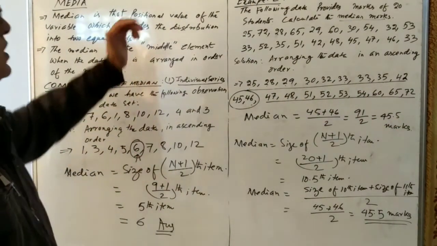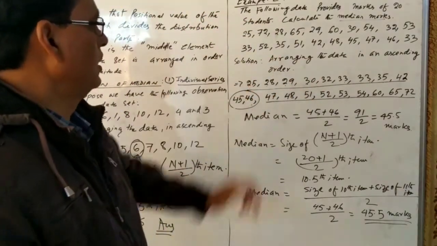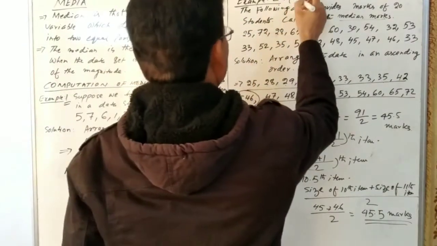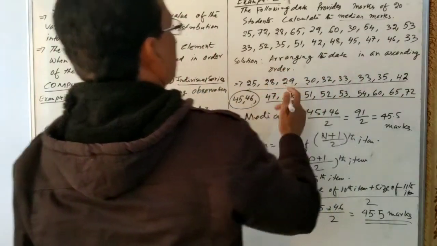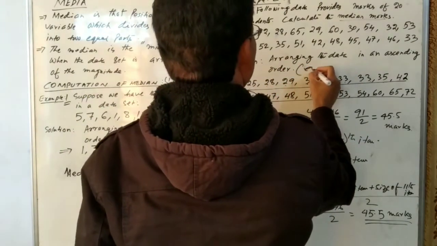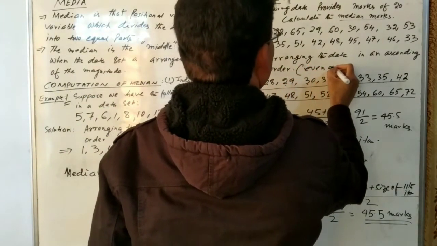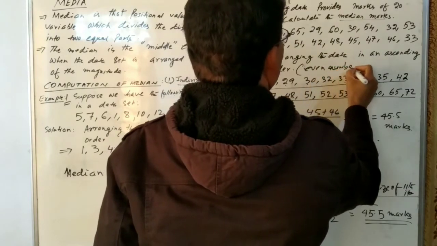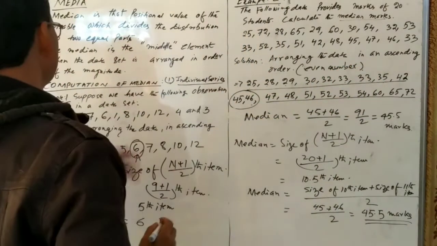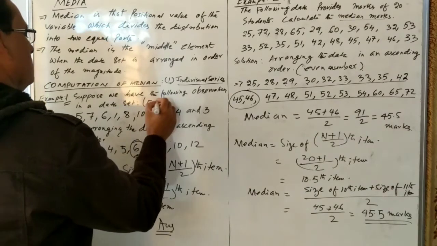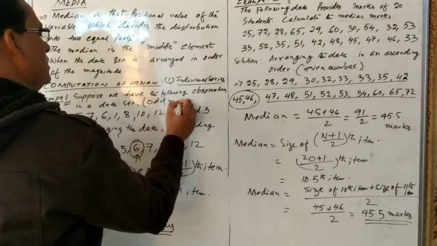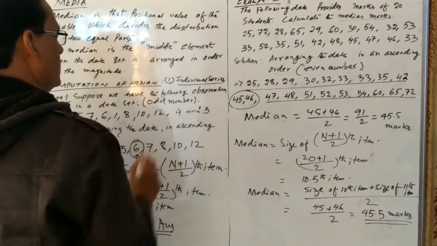This is the odd number case, and this is the even number case. We can write here, this is the even number. Here, this is the given odd number. So I think this is clear.